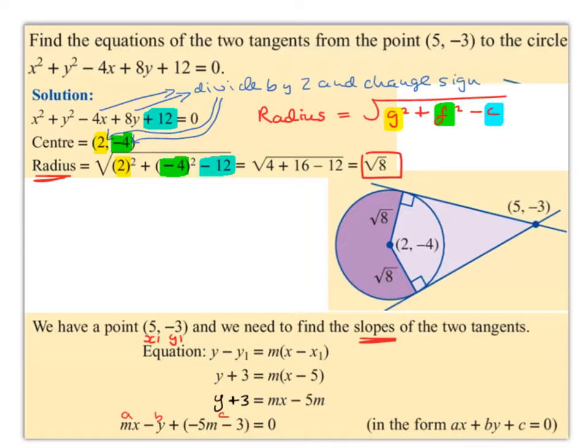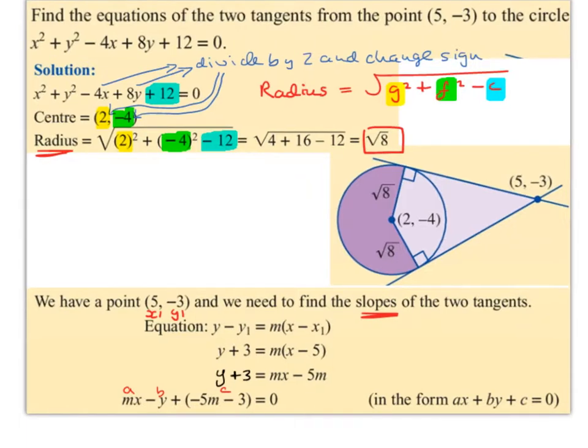So we use our equation of a straight line formula. So the equation is y - y1 = m(x - x1). So we label our point x1, y1, and we don't have anything for the slope because that's what we're trying to find. So we multiply out our brackets. So we end up with y + 3 = mx - 5m. And then we rearrange to get the x term first, then the y term, and anything that's left over is the constant. So we have mx - y + (-5m - 3) = 0.